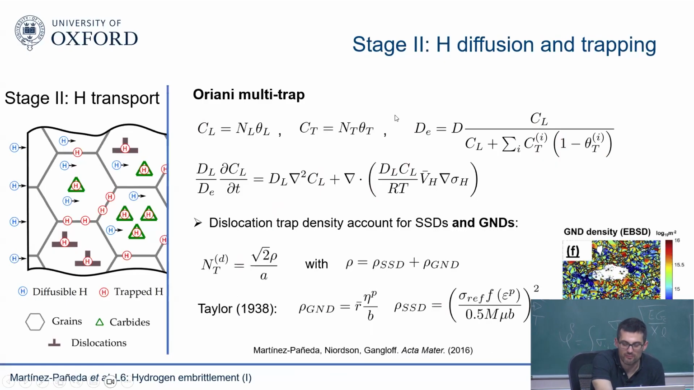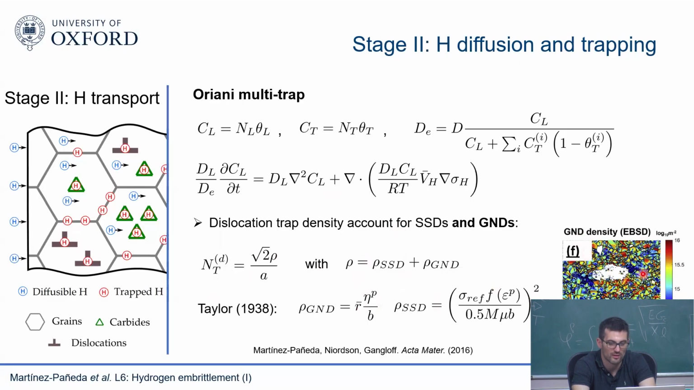The aspect that I did emphasize yesterday was, if you're interested in how much hydrogen you have trapped in these locations, you normally define something like this. This is the lattice parameter, this is the trap density, this is the density of hydrogen trapped in dislocations. What is important is to consider not only the statistically stored dislocations, which are related to plastic strains, as shown by Taylor, but also the GNDs, geometrically necessary dislocations, which are related to plastic strain gradients.